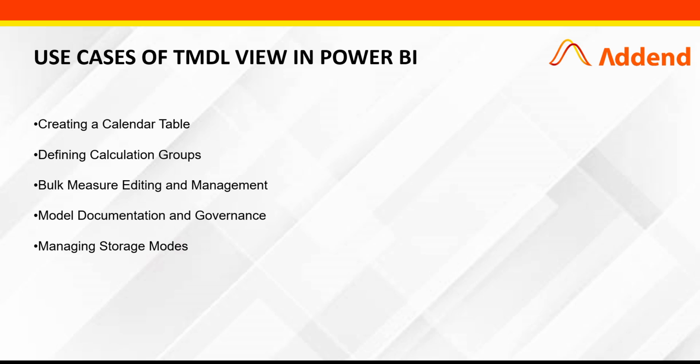Third, managing measures efficiently. We can update format, folders and descriptions in bulk instead of manual editing. Fourth, improving documentation. We can add descriptions directly in the model, making it easier for the team to understand. And finally, managing storage modes. We can define import, DirectQuery or hybrid modes in a structured way. So these use cases show how TMDL helps reduce manual effort and standardize development.